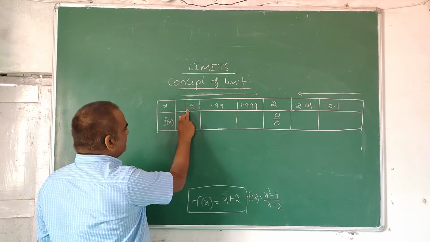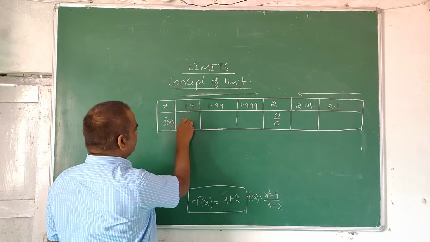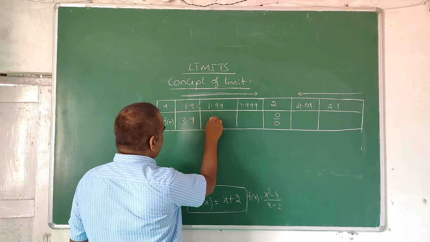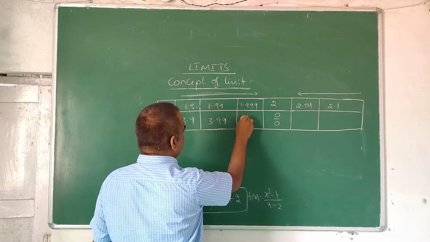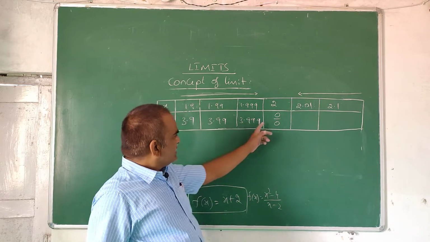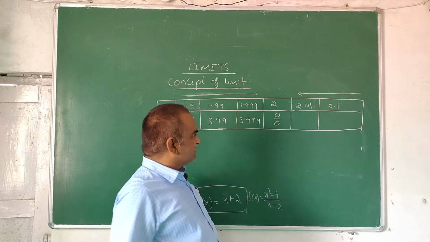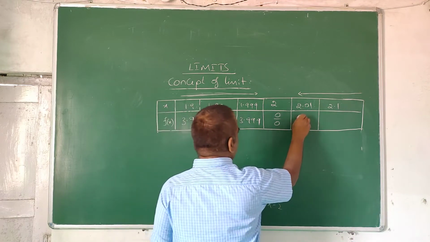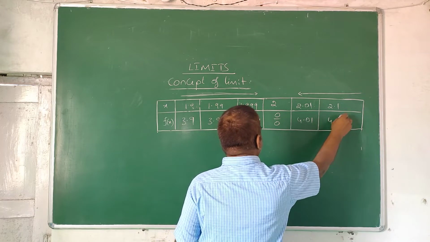Now, when x is 1.9, what would be f of x? 2 plus 1.9, which is 3.9. And it is 3.99, and for this, it is 3.999. At 2, 0 by 0, indeterminate form, so you should not consider this. Then for x equal to 2.01, f of x is 4.01, and it is 4.1, etc.